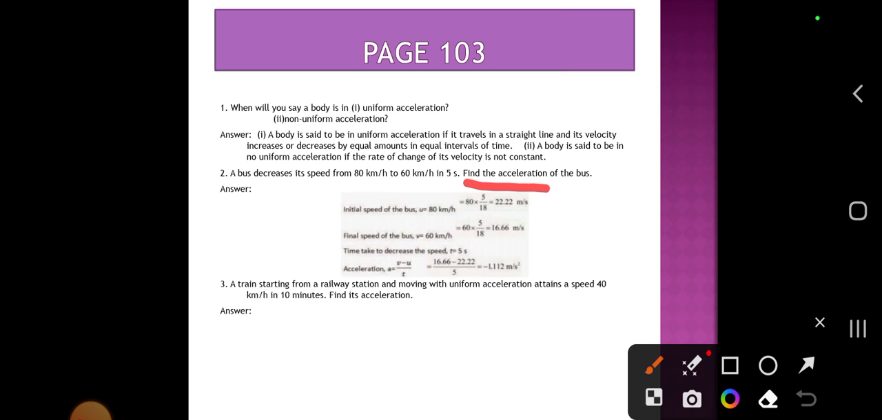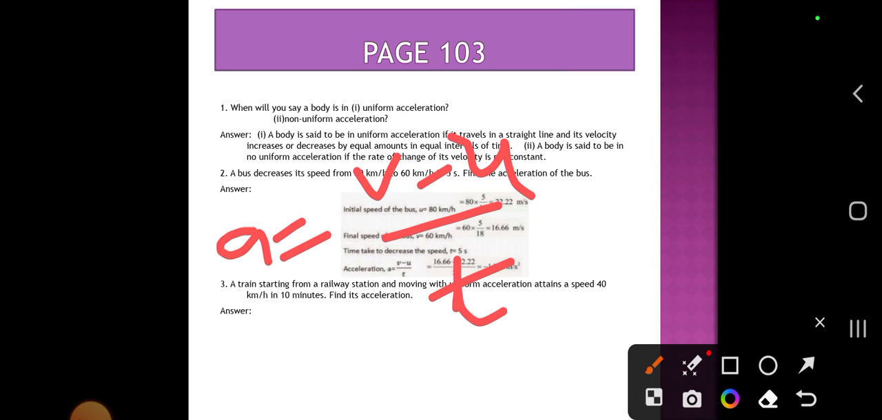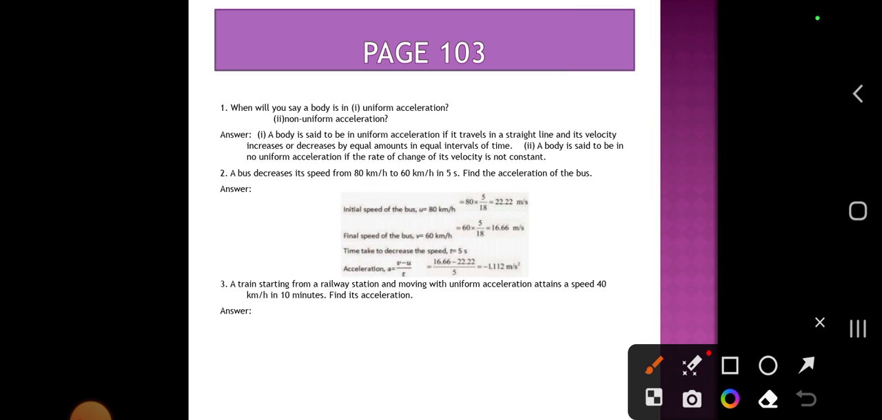Now find the acceleration of the bus. Time is given, that is 5 seconds. So for the acceleration equation, we know that a is equal to v minus u upon t. After putting in all the values, you will get the answer.